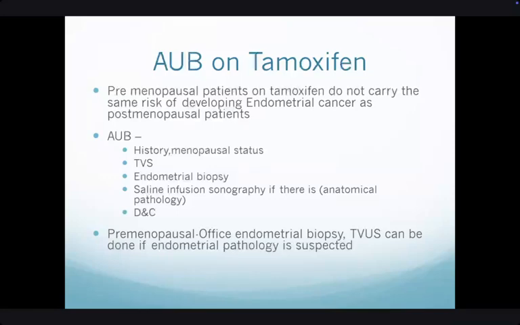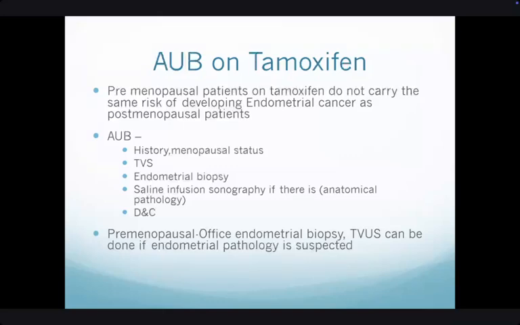So what if you have a patient that presents with abnormal uterine bleeding on tamoxifen? For premenopausal patients on tamoxifen, they do not carry the same risk of developing endometrial cancer as postmenopausal patients. That's why tamoxifen is an ideal drug for them. So if you do see them, you must take an appropriate history and establish their menopausal status.